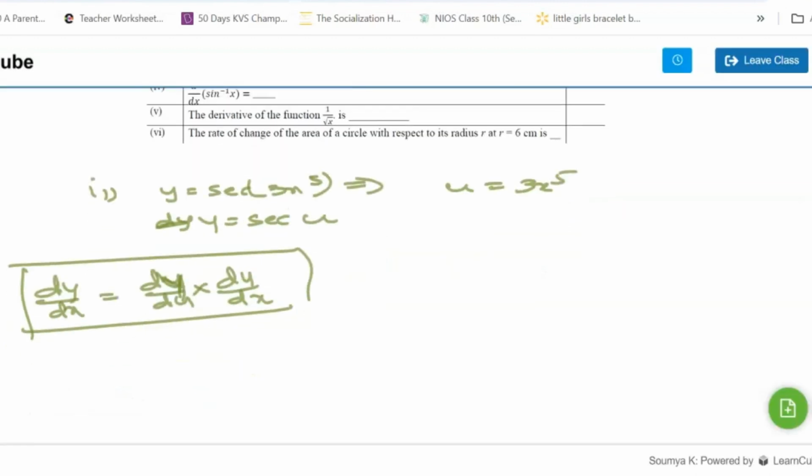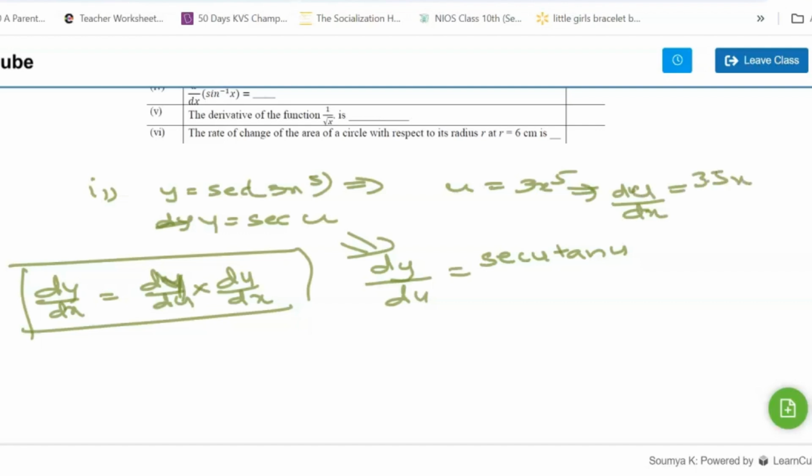And then come to the exact equation which is given to you. So dy by du, you have to differentiate with respect to u. Sec of u will give the solution sec u tan u. This is the basic differentiation formula. And if you differentiate du by dx, you can differentiate this term so that you will get 3 into 5x raised to 4, that is equal to 15x raised to 4. Okay, so this is done here.